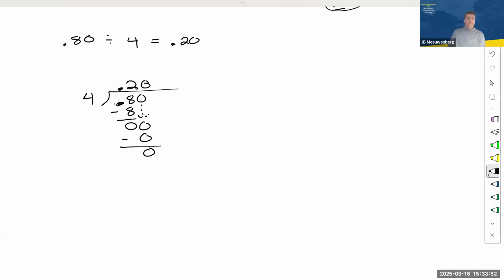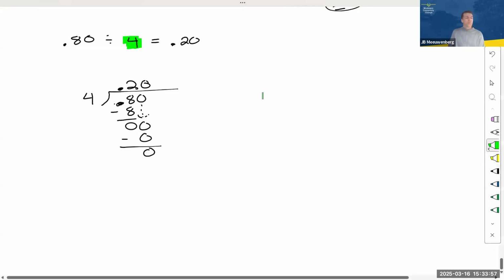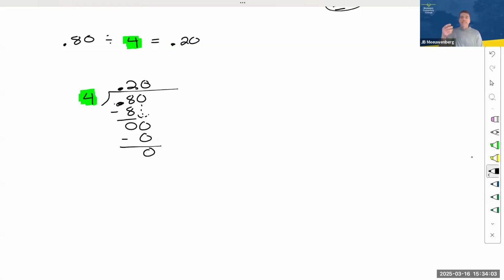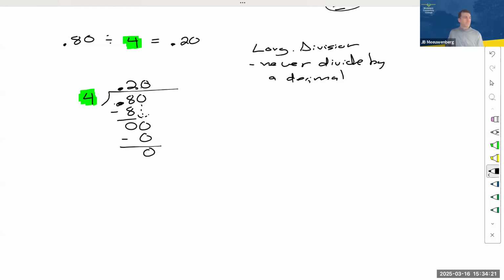Now, it's important to note on this example that I gave you, the divisor was a whole number. We never, in doing long division, divide by a decimal number. We always make an adjustment. I didn't need to make an adjustment because this one was a nice whole number. But let's look at an example where we would have to make an adjustment.